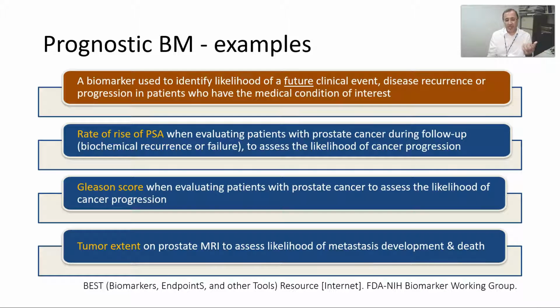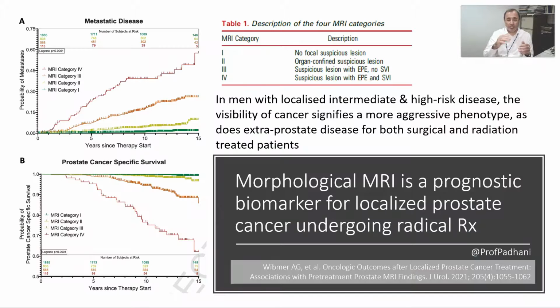So prognostic biomarkers, there are multiple ones that we use in prostate cancer. The rate of rise of a PSA in somebody on follow-up, so in the setting of biochemical recurrence, for example, can predict the likelihood of progression. Gleason score, of course, is a classical prognostic biomarker, but tumor extent or stage on a prostate MRI can also be very prognostic of a future outcome. Just by looking at the T2 images alone, you can prognosticate more accurately.